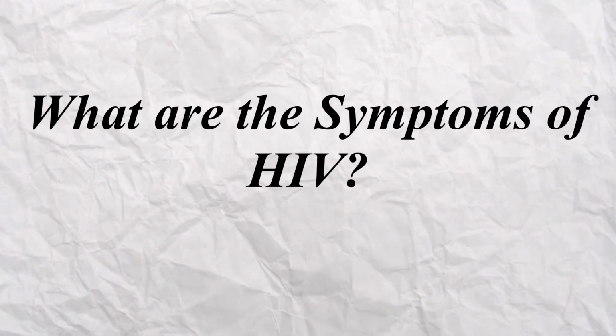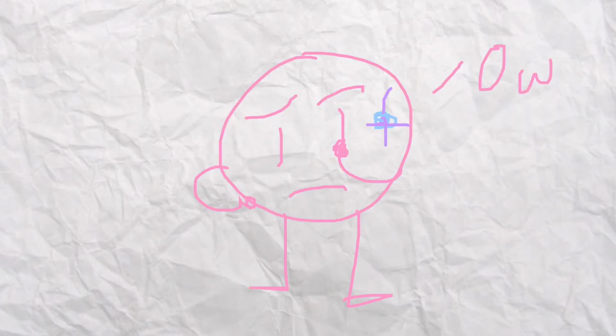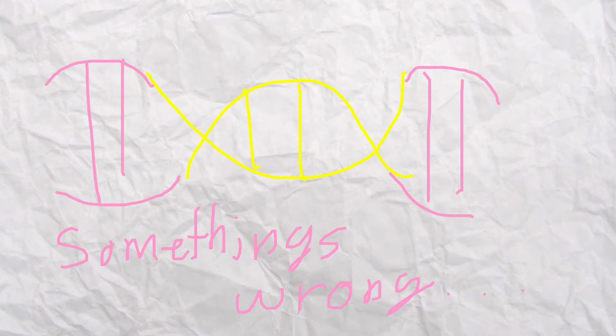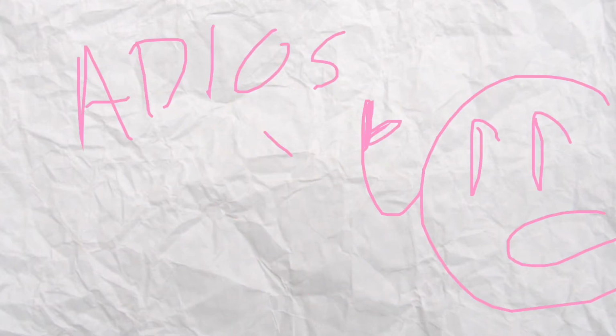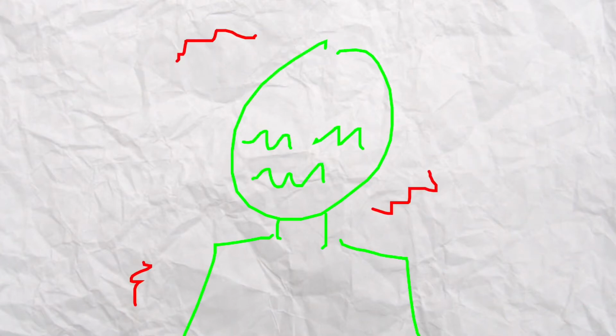What are the symptoms of HIV? When the virus infects the host cell, the cell recognizes that the host DNA is damaged from the integration of the viral DNA. This causes the cell to die via apoptosis, also known as cell suicide. This can cause the body to react in many ways.